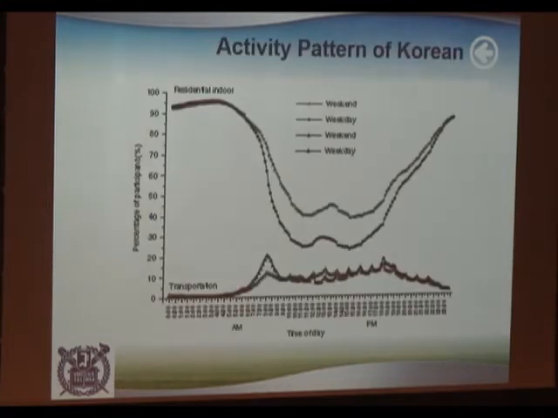This is a Korean activity pattern collected by the Korean government, not for an environmental purpose. This is actually for an economic purpose. Every 5 years, the Korean government collects the activities of over 30,000 people like this. So we know that during the weekend and weekday, there are different patterns. And because their purpose is not for exposure, they have only two components: one is indoor, and the other is transportation. But we can assume that other than this, there will be other spaces.